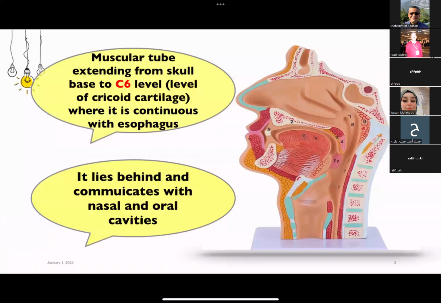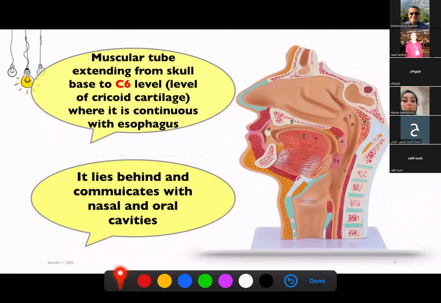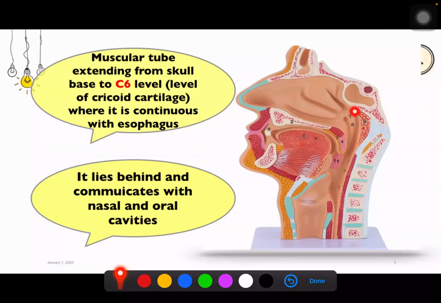So, pharynx is that muscular tube extending from skull base till the level of cricoid cartilage, which is at C6 level, where it becomes continuous with the esophagus. It forms a common pathway for respiratory and digestive tracts and consists of three parts.